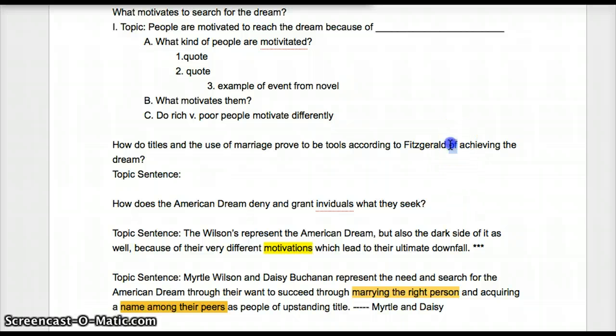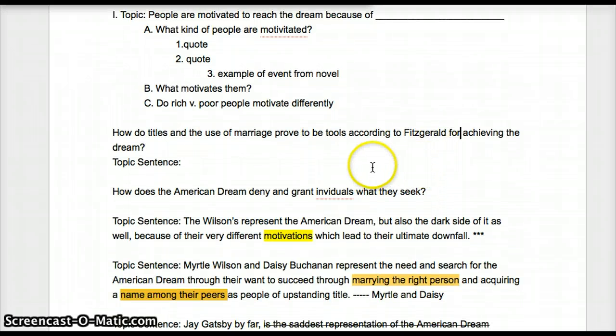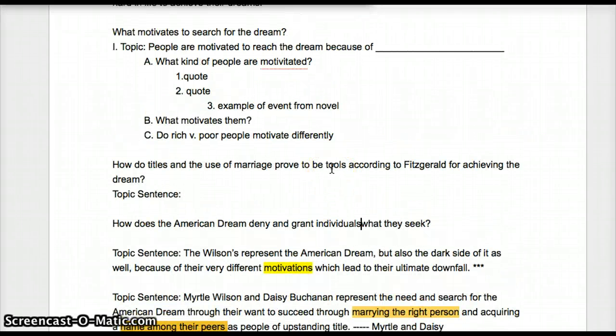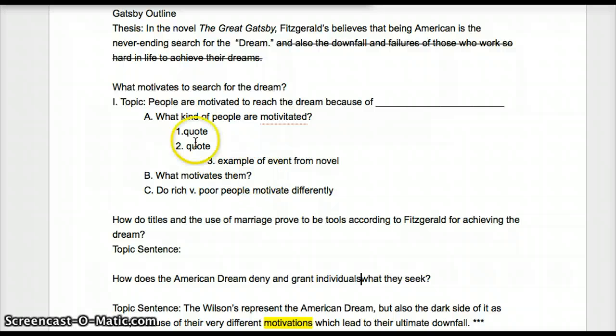Look at how these are questions that are tweaked just a little bit but are broader. Don't be afraid of a broader question. It makes a paragraph easier to argue. And let's look at this last question. How does the American dream grant and deny individuals what they seek? Now let's go back and look at what I did with her Roman numeral 1.